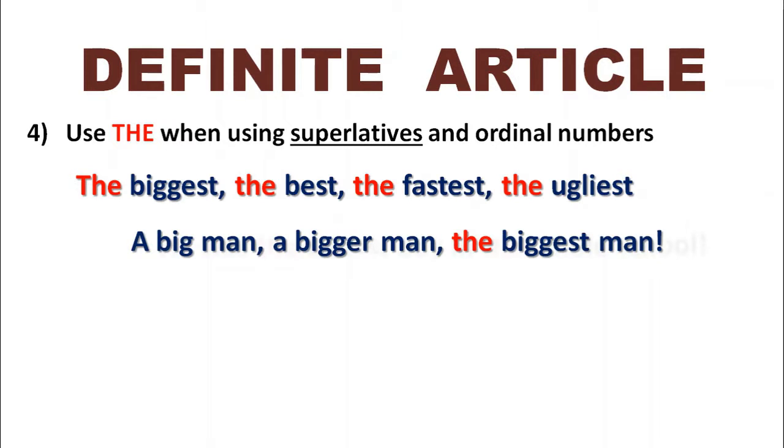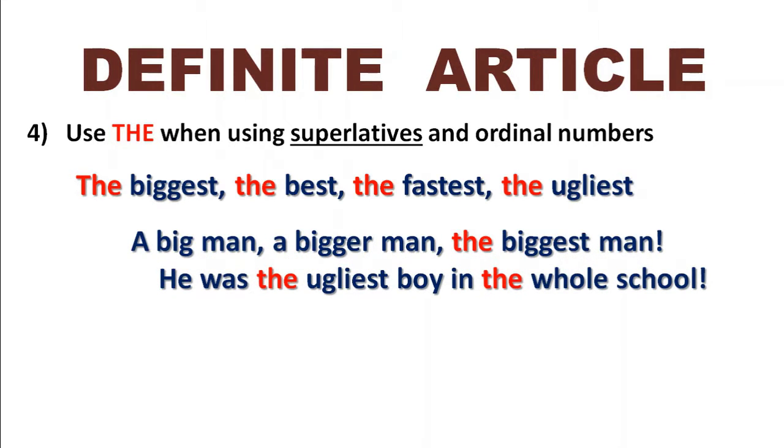You may also say something like, he was the ugliest boy in the school. Again, the ugliest means there's only one of them. He was the ugliest, and we say in the whole school. Now, again, we use the here. We haven't mentioned the school before. We certainly haven't mentioned the whole school before, but that's what we're talking about.